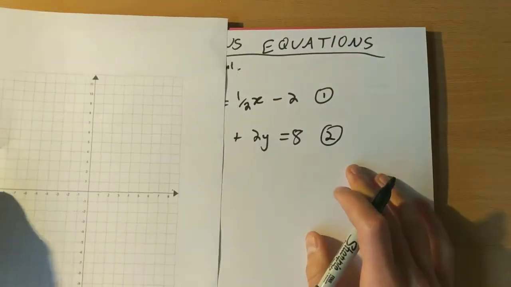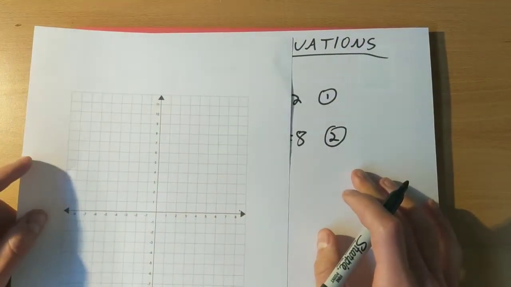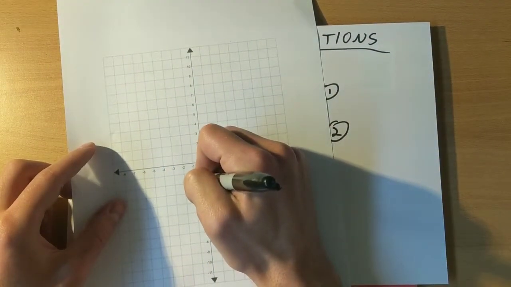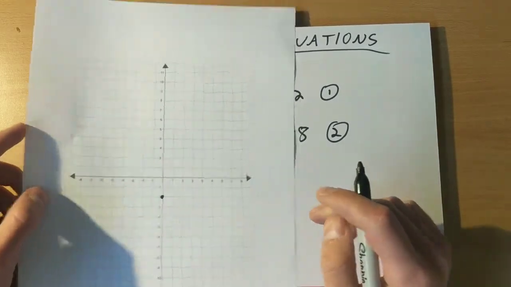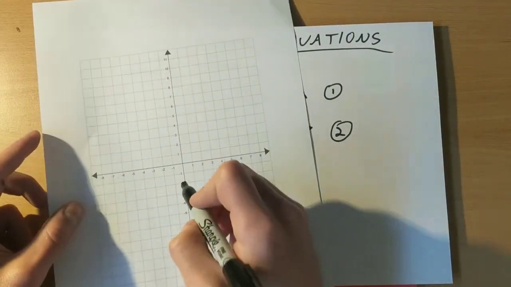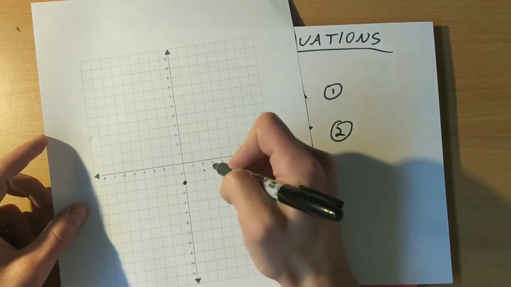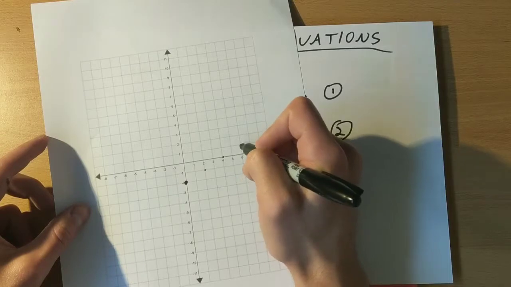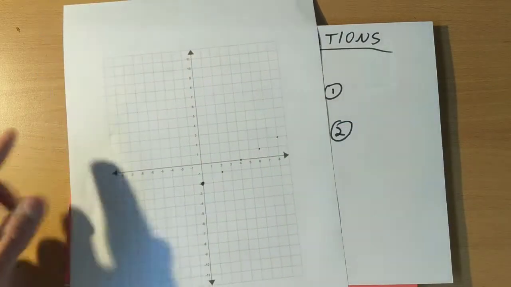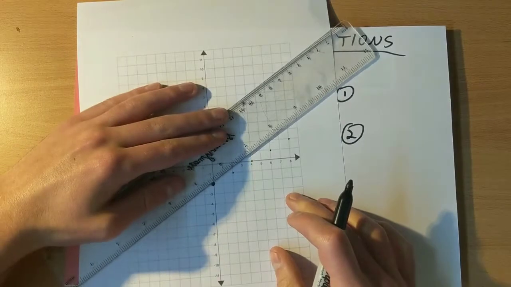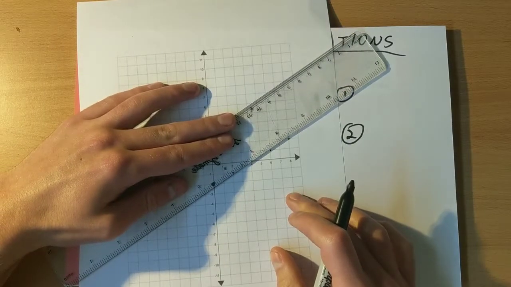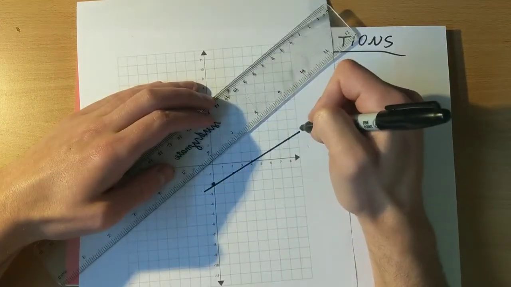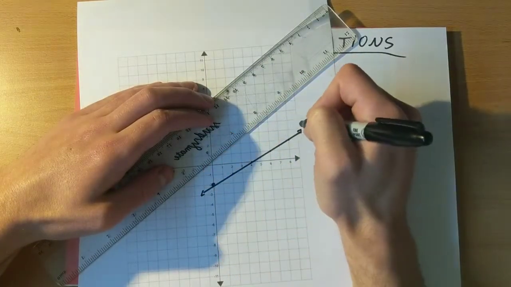If I take out my graph paper, I'm going to give it a y-intercept of -2. And it needs a gradient of a half. So that means I need to go across 2 to go up 1. And if we join those up, this here is the line for equation 1.